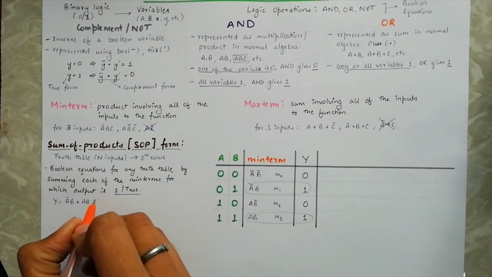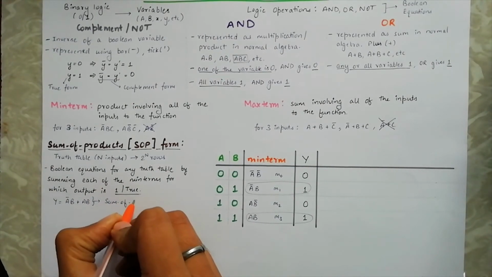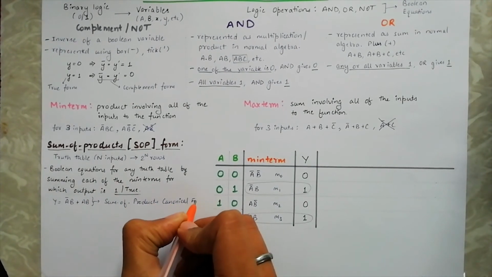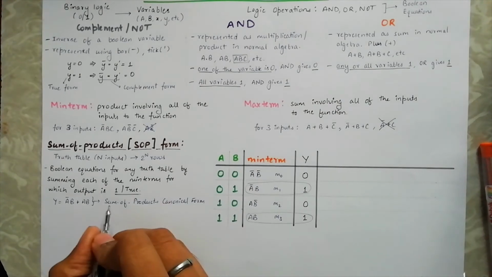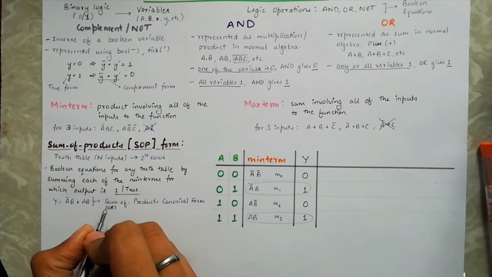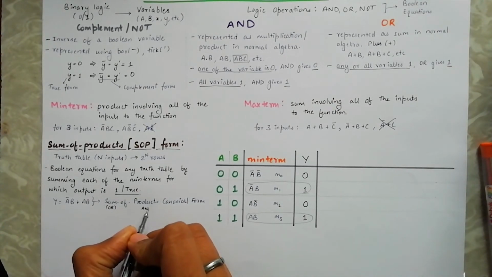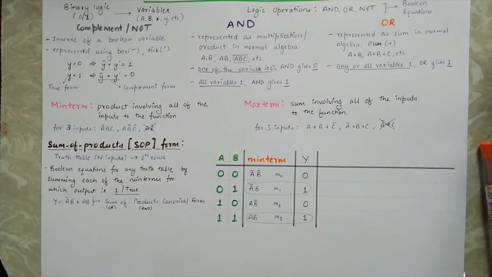This is called the sum of products canonical form of a function, in short SOP form. For obvious reason, it is the sum of the products formed by minterms. The same function can be simplified or represented in many ways. We will discuss those in our next video on Boolean algebra.